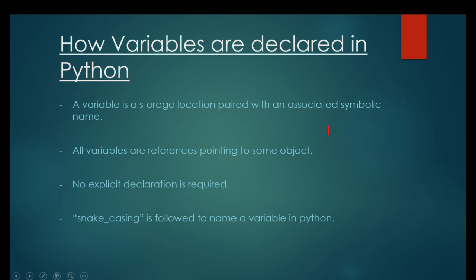In terms of objects, all variables are references pointing to some object. For example, if I have given a equal to 50, then a will be a reference which will point to an object which will store the value of type int, and the value is 50.